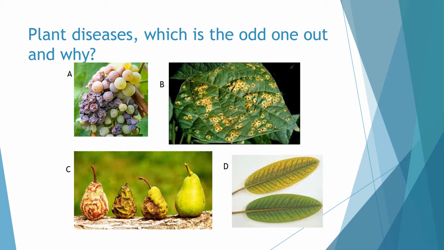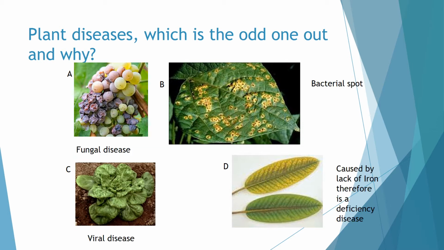Very strange. Anyway, look at these pictures and if you could tell me which one of these is the odd one out. You might be able to identify the issues with these plants already. Let's have a look. So you might have spotted that A is a fungal disease, B is bacterial spot disease, C is a viral disease, and D is the odd one out because it's not a disease.